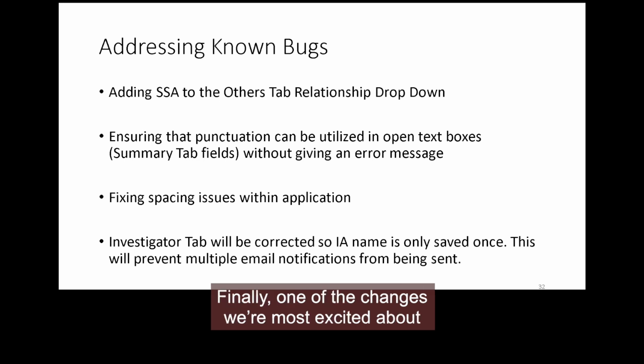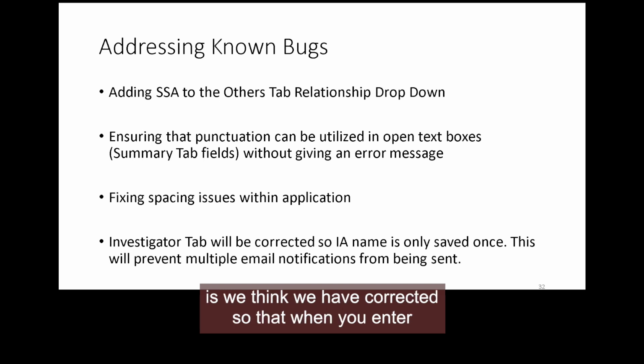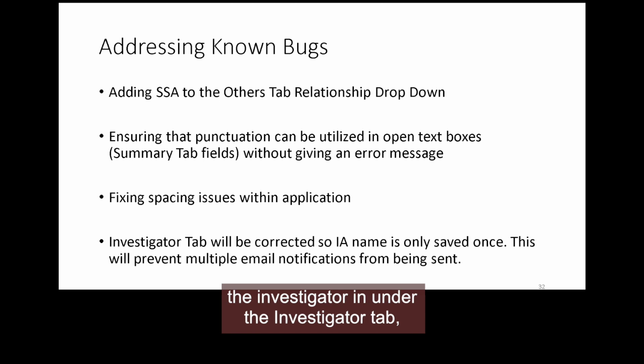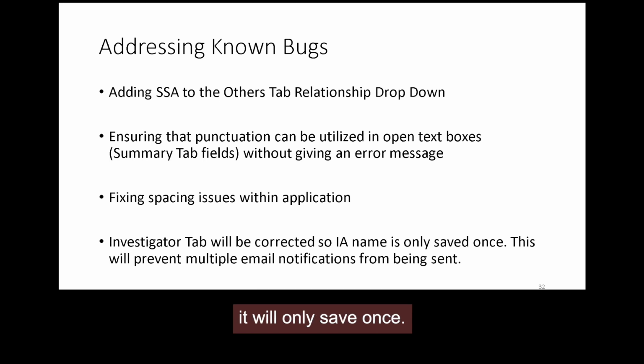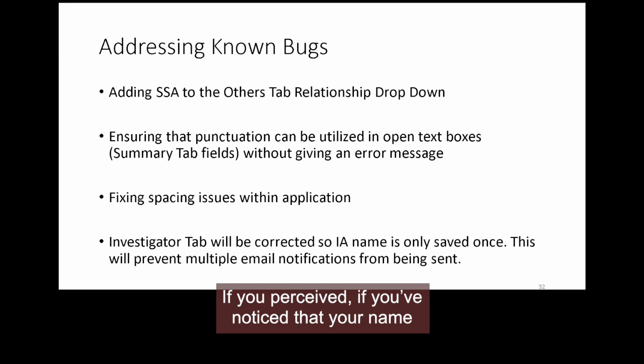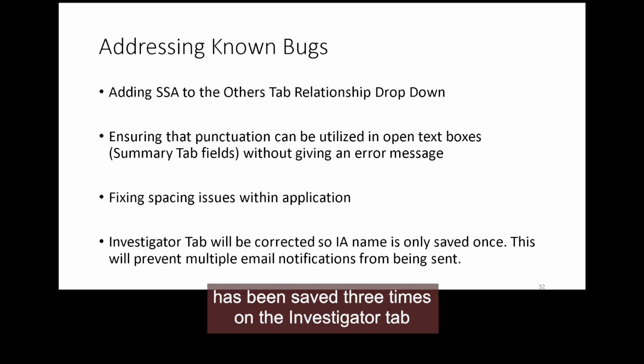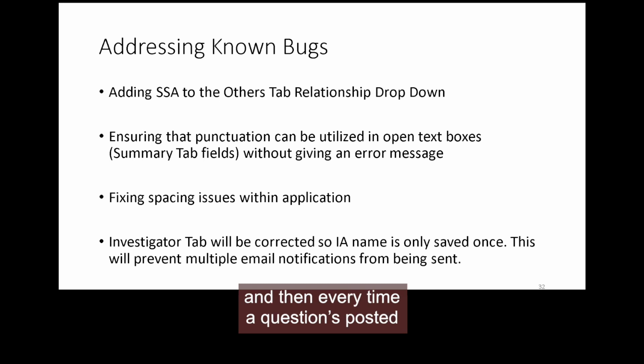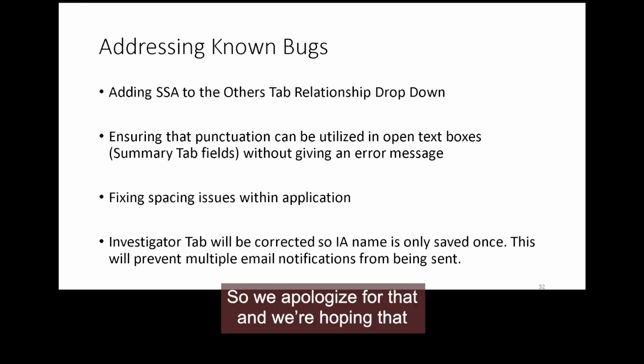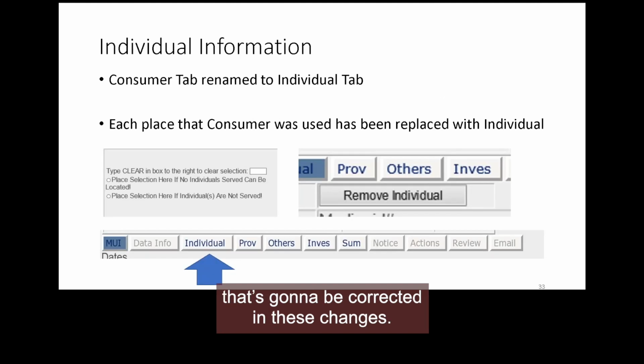Finally, one of the changes we're most excited about is we think we have corrected it so that when you enter the investigator under the investigator tab, it will only save once. If you've noticed that your name has been saved 3 times on the investigator tab, and then every time a question's posted, an email is sent to you 3 times, it's not that we're playing a trick on you. That's just the way the system automates. So if your name is in there 3 times, you're being notified 3 times. So we apologize for that, and we're hoping that that's going to be corrected in these changes.